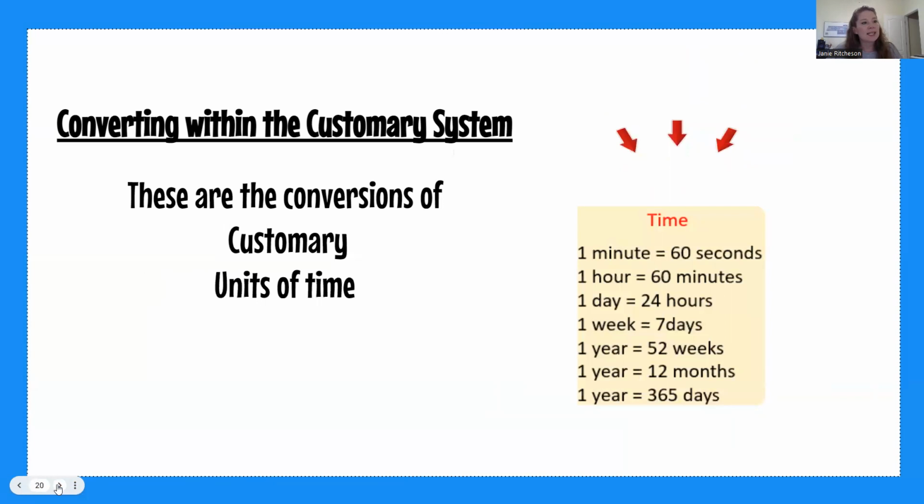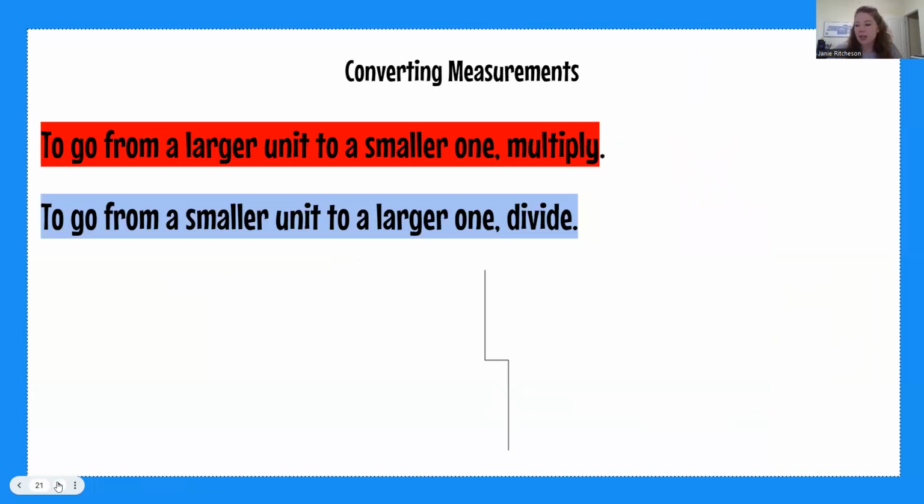All right, once again, here is customary time with our actual time. You need to know there's 60 seconds in a minute, 60 minutes in an hour, so on and so forth. All right, so this is an important rule for you to remember. If you are going from a larger unit to a smaller one, you need to multiply. If you're going from a smaller unit to a larger unit, you are going to divide.